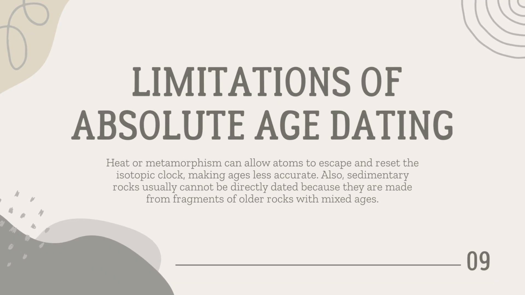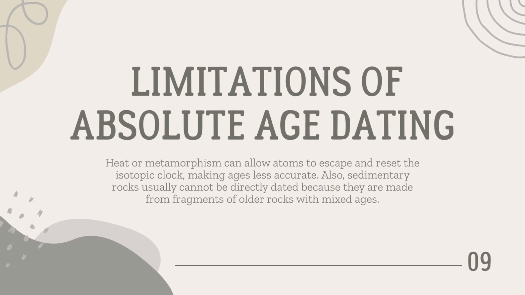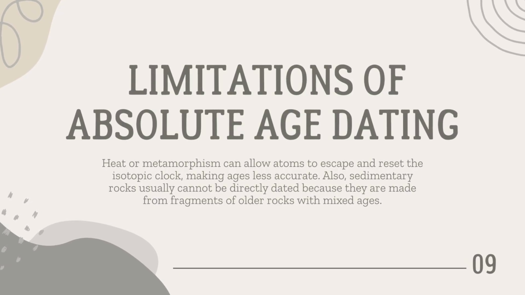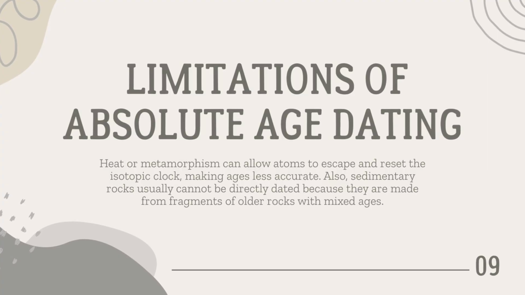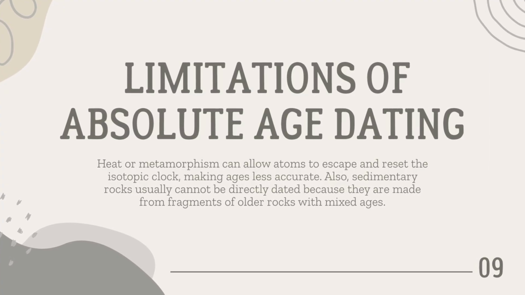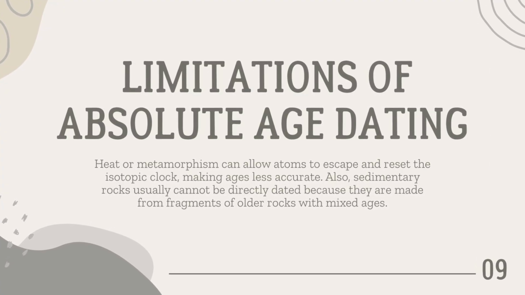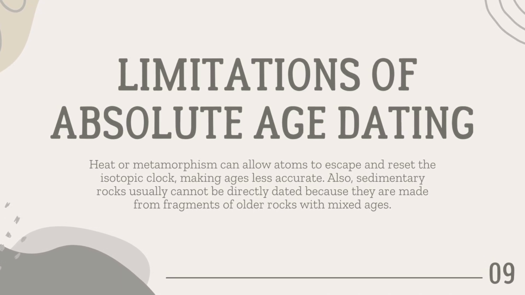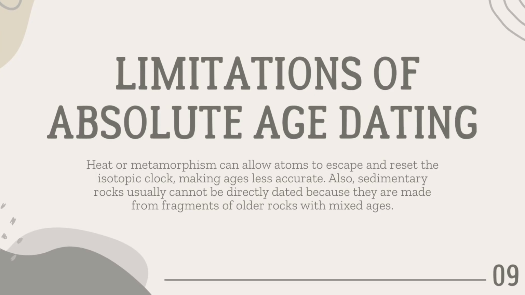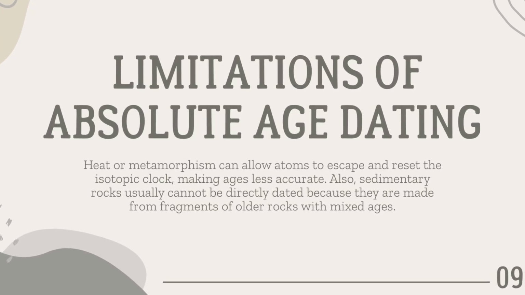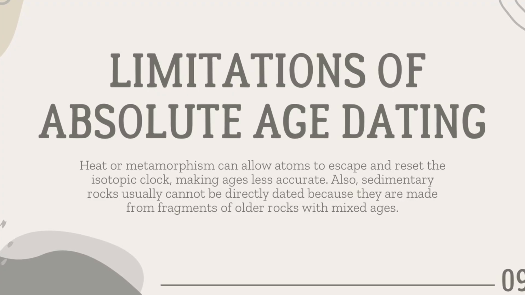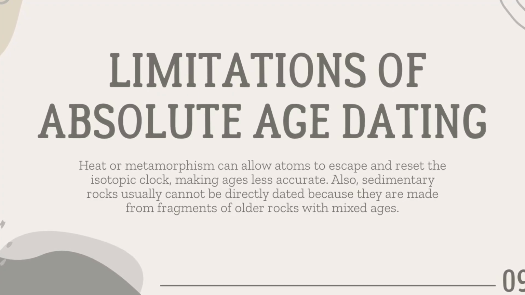Then here I went on a little rampage. I got curious, and the only limitations I could really find for absolute age dating was that heat or metamorphism can allow atoms to escape and reset the isotopic clock, which makes ages less accurate. Also, that's for igneous and metamorphic rocks, but sedimentary rocks cannot be directly dated because they're made from fragments of older rocks with a bunch of different mixed ages.